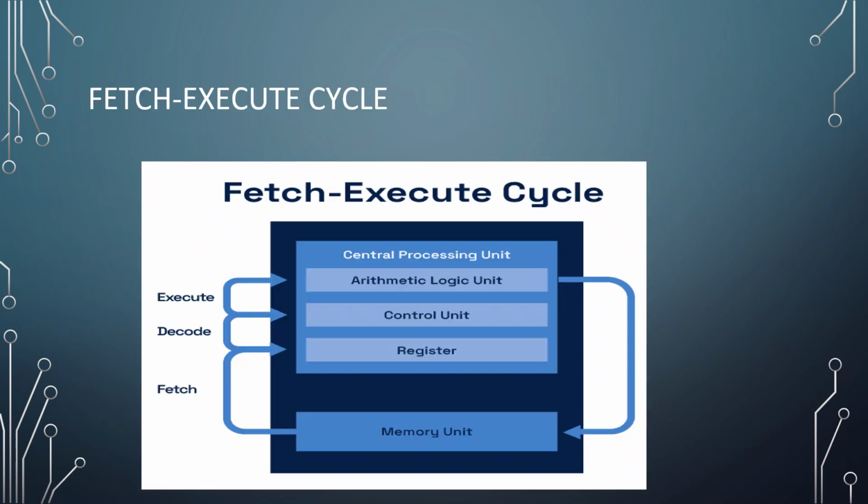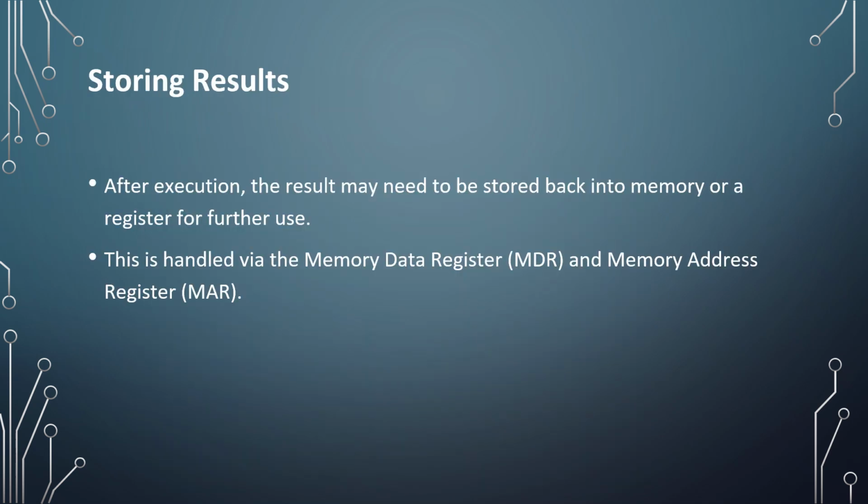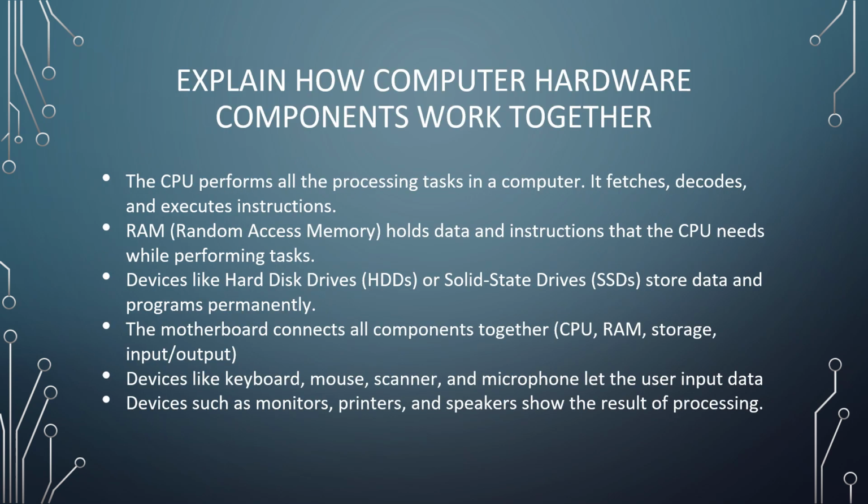In this diagram, we're going to see how the address is fetched from the memory unit, then decoded, and passed as a control signal to the components within the computer system. The next function of the computer system is storing results. After execution, the results may need to be stored back into the memory or a register for further use. This is handled via the memory data register, also known as the MDR, and the memory address register, also known as the MAR.